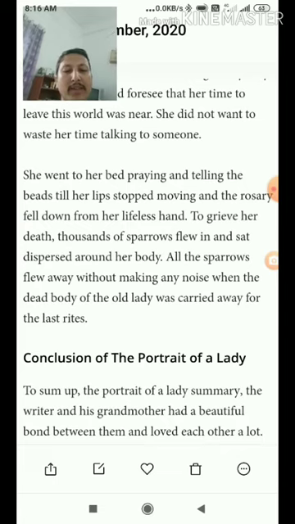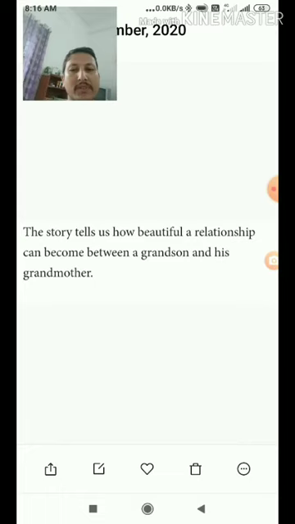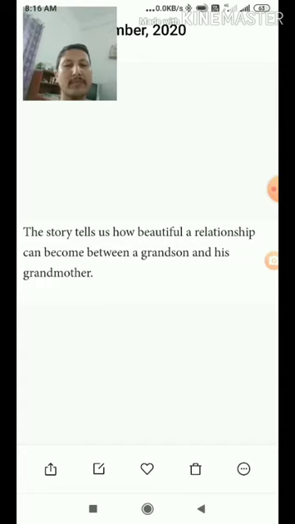To sum up, in The Portrait of a Lady, the writer and his grandmother had a beautiful bond between them and loved each other a lot. The story tells us how beautiful a relationship can be between a grandson and his grandmother.